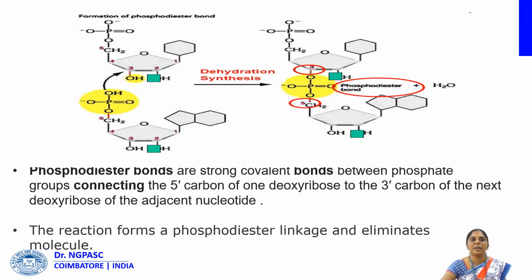You can see here, this is one nucleotide molecule and this is another nucleotide molecule. A phosphate group is attached to the 5' carbon of one nucleotide and the 3' carbon of the other nucleotide. By the process of dehydration synthesis, a phosphodiester bond is formed with the elimination of one water molecule. This is how a phosphodiester bond is synthesized.